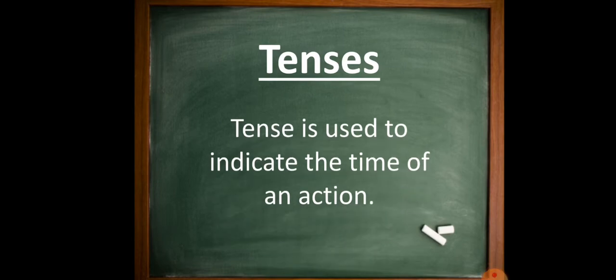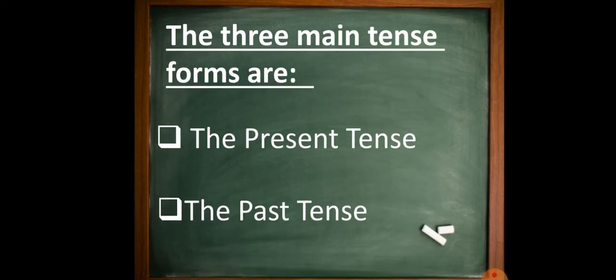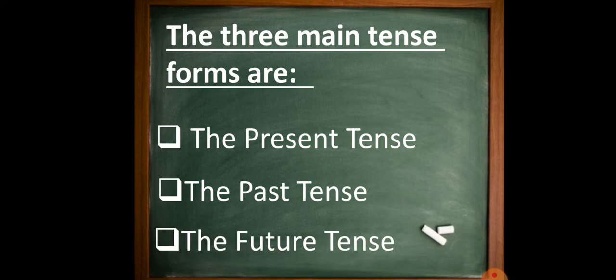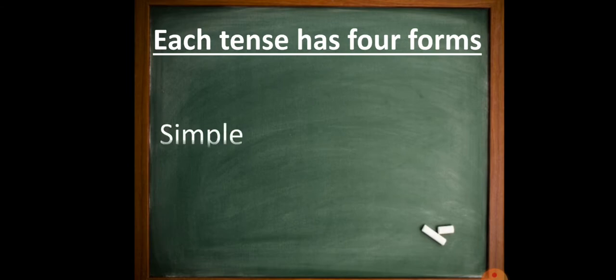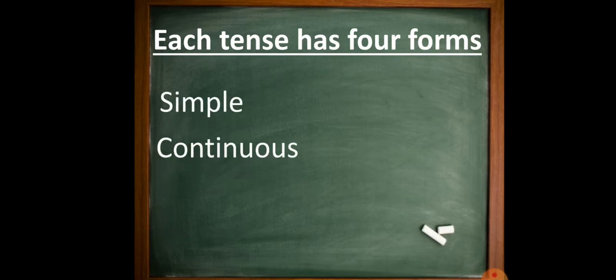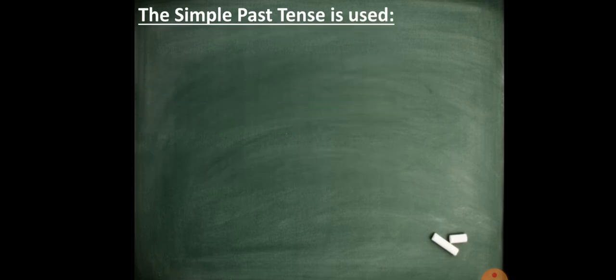As we've already discussed, tense is used to indicate the time of an action. The three main tense forms are the present tense, the past tense, and the future tense. Each tense further has four forms, that is simple, continuous, perfect, and perfect continuous. In this video, we are going to discuss past tense. We will start with the simple past tense.